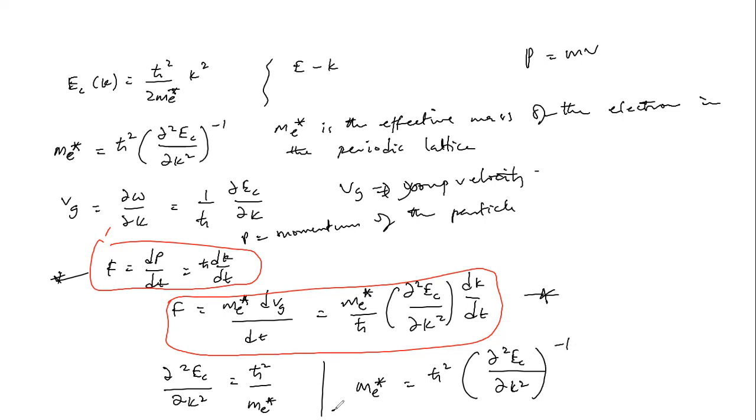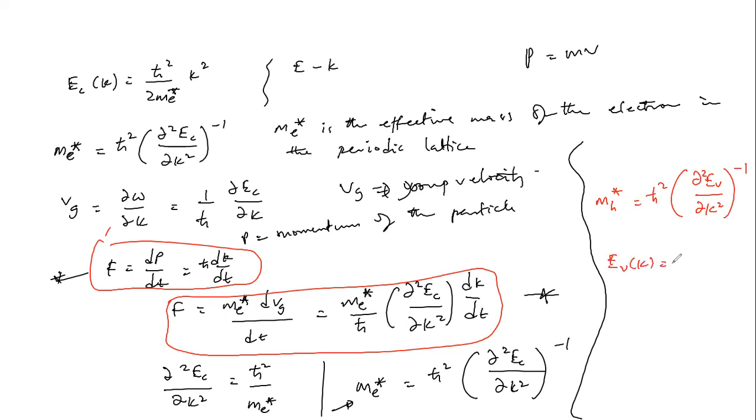And if this is the effective mass of the electron, then we can also establish that the effective mass of the hole will be the same as m_h equal to h cross squared over d squared E_V by dk squared. And here you will note that the energy of the hole, E_V, at a given k value is the same as the negative of the corresponding energy, E_C, of the missing electron from the valence band at the same k value. So that is, E_V of k is the same as negative E_C of k.